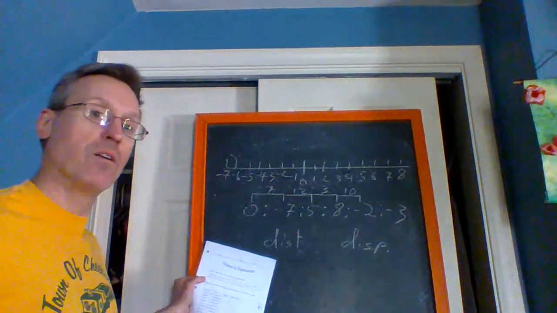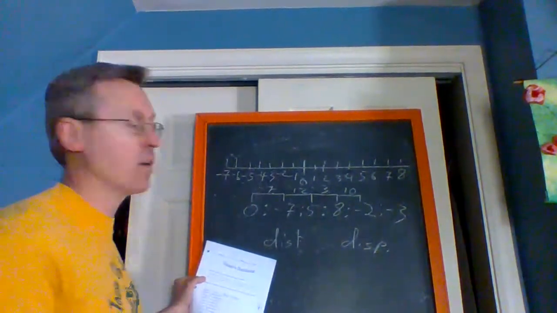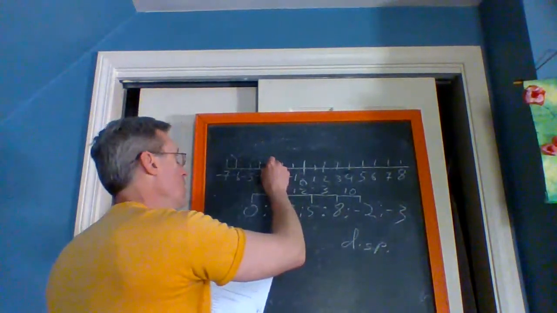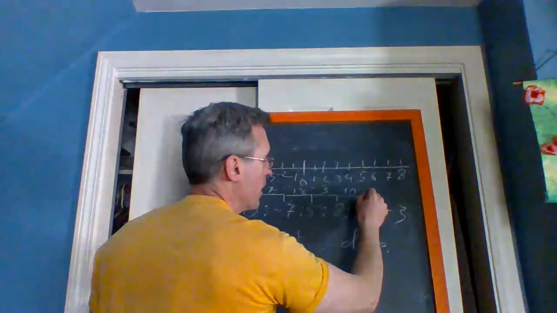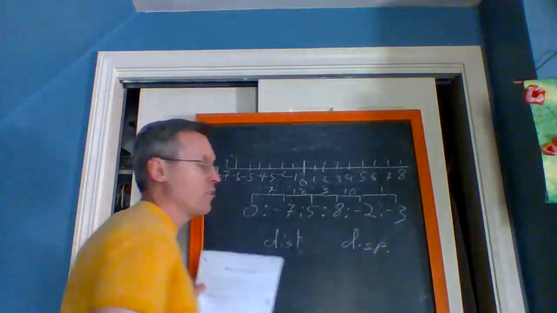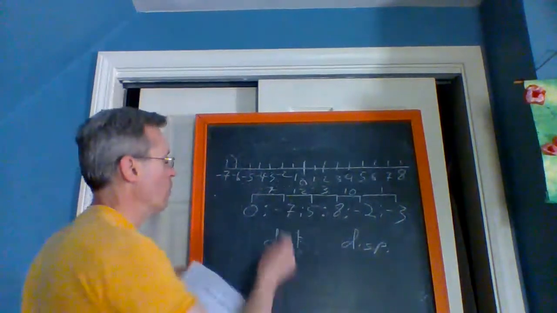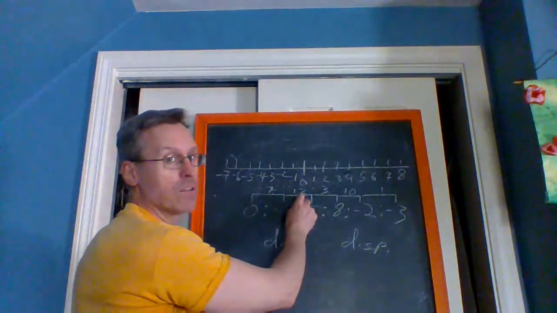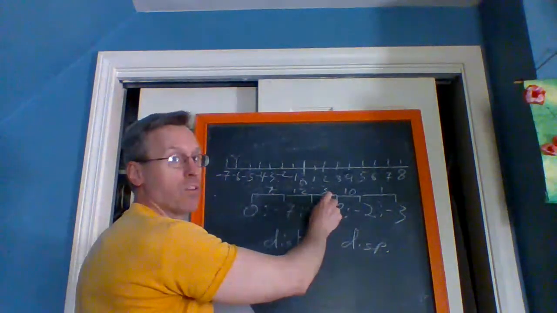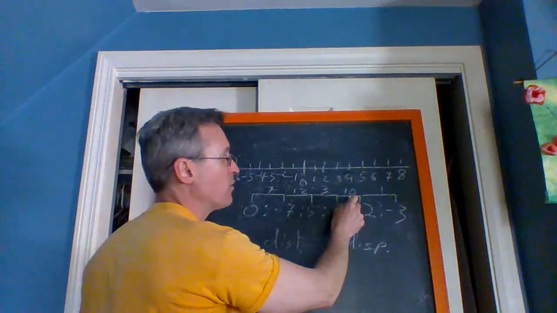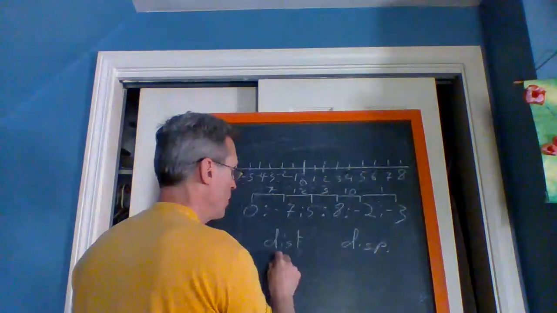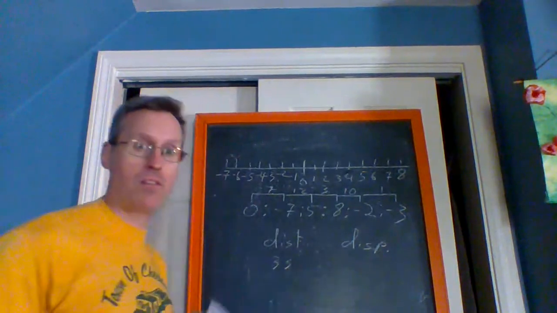Now from -2 to -3, how far do you walk? Well, that's obviously 1 pace. Just take 1 more step, and you're at -3. So that's 1. Let's look at the distance that we walked. Well, we walked 7 plus 12, that's 19, plus 3 more is 22, plus 10 is 32, plus 1 more is 33 paces that we walked.